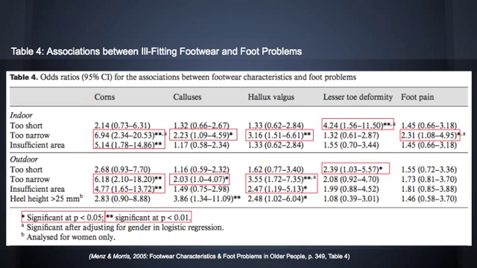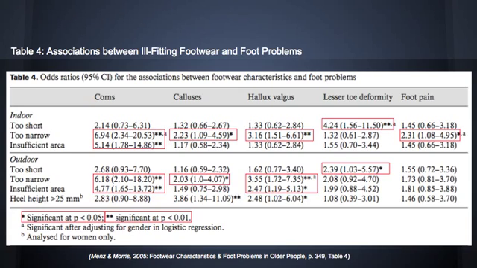Shown in Table 4 are the odds ratios and 95% confidence limits for the associations between the presence of foot problems and the upper quartile of ill-fitting footwear. As you can see, the presence of corns was associated with adequate width and area of both indoor and outdoor shoes. Calluses were associated with adequate width of both indoor and outdoor shoes. Moderate to severe hallux valgus was associated with an adequate width and area of outdoor shoes and inadequate width of indoor shoes. Lesser toe deformity was associated with an adequate length of both shoe types, and foot pain was associated with an adequate width of indoor shoes.